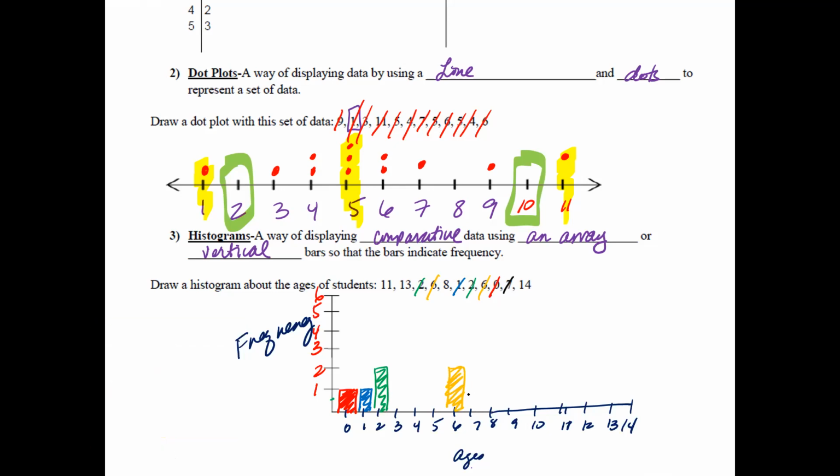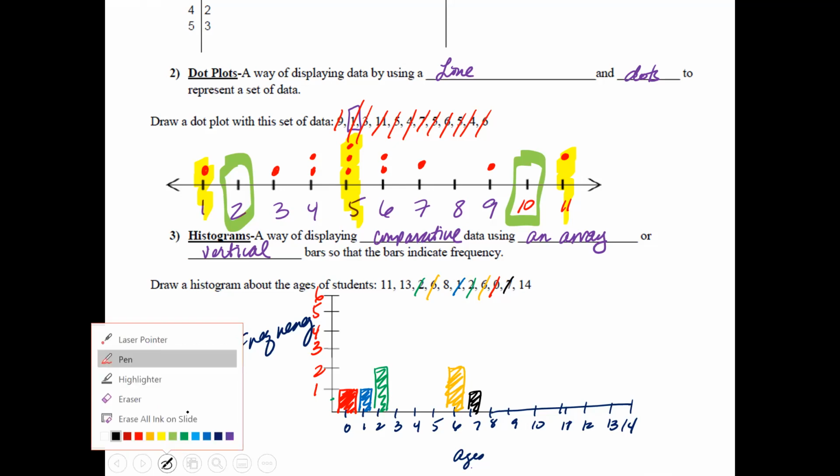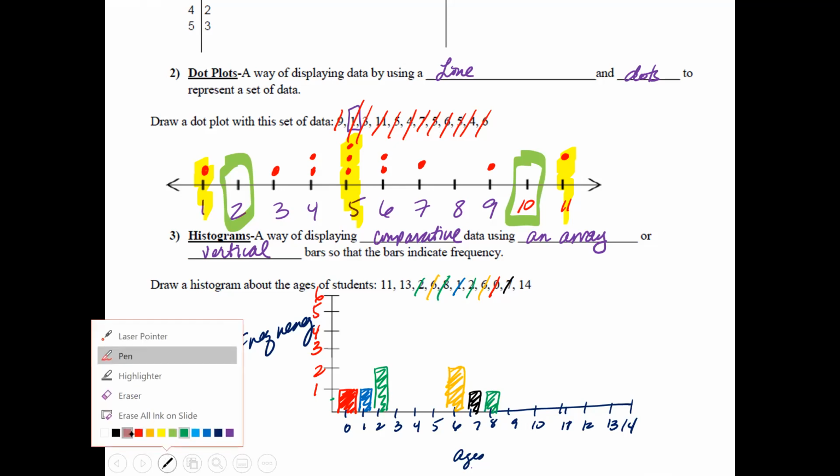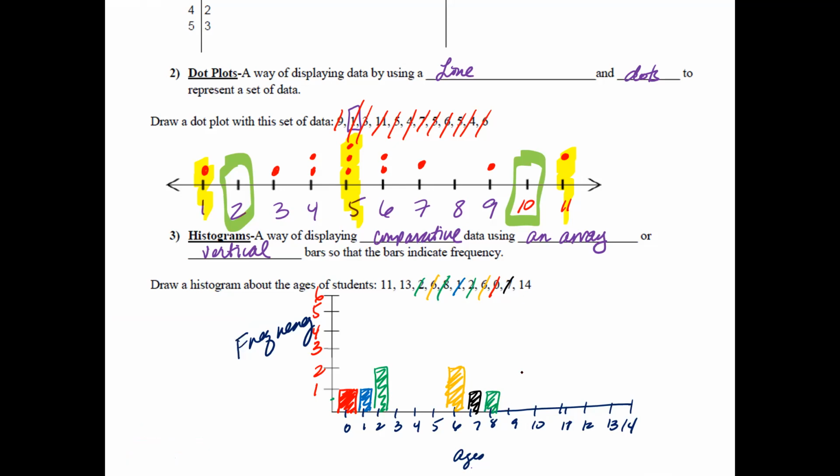How many students are 7? There's 1. How many students are 8? 1. How many students are 9? 0. 10, 0. 11, there is 1. How many students are 12? None. 13, there is 1. And 1 for 14.